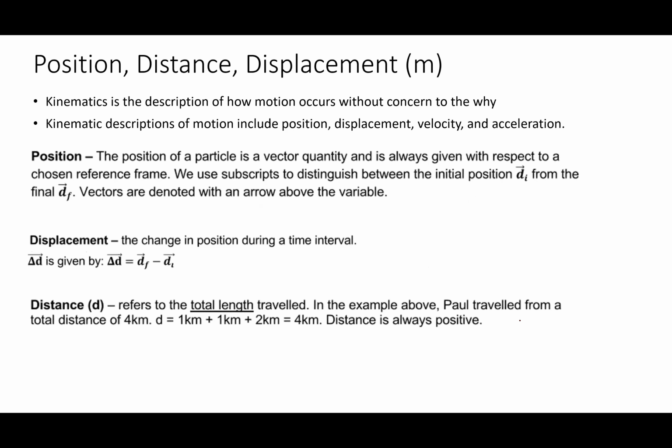So like I mentioned, kinematics is basically the description of how motion occurs, and we're going to look at that description through position, displacement, velocity, and acceleration. We're going to start with position, but like we talked about before, all of these are vector quantities, and any vector quantity is basically anything that has a magnitude and a direction, okay? Most commonly, position is denoted as d with the vector sign. So we'll call this vector d, right?